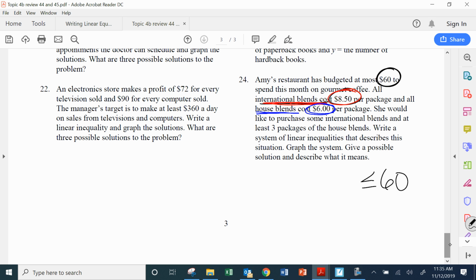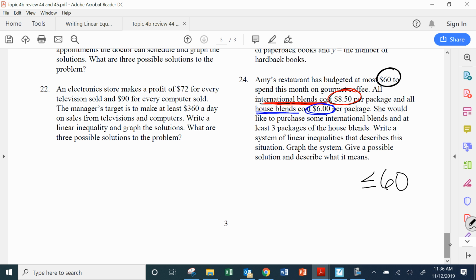So next, I want to say, okay, I know I need to come up with some variables. What are my variables going to be? It doesn't tell you to use any particular variable for anything. So I'm actually going to use X and Y.